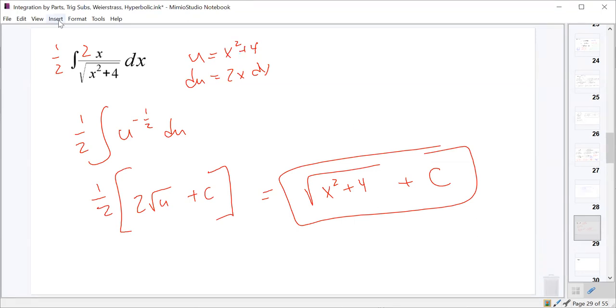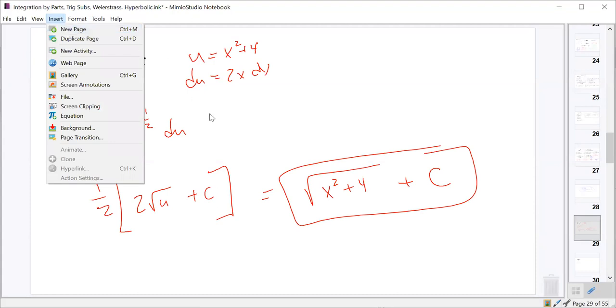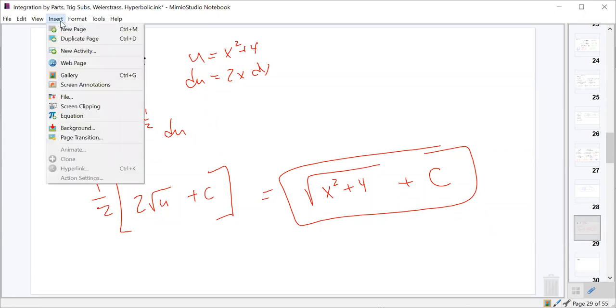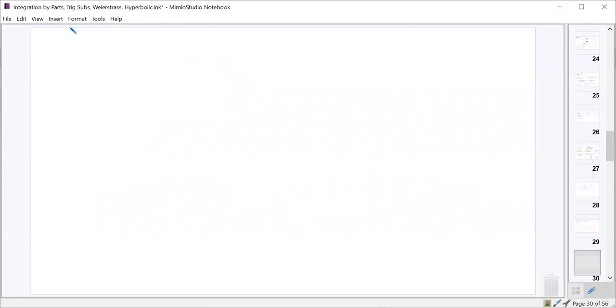Yeah, let's do it with the trig substitution also, just for fun. This is why I was saying it's always good to look and see if there's a nice simple u substitution to use, and in this case there was. But just for the practice, let's do it the other way also.